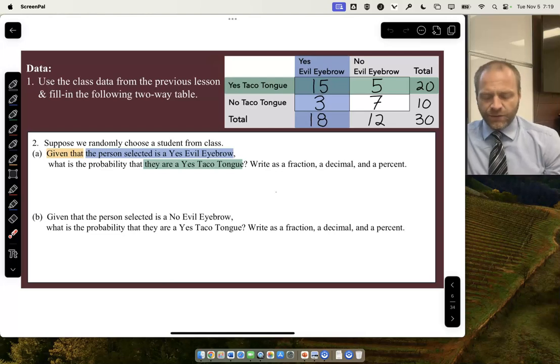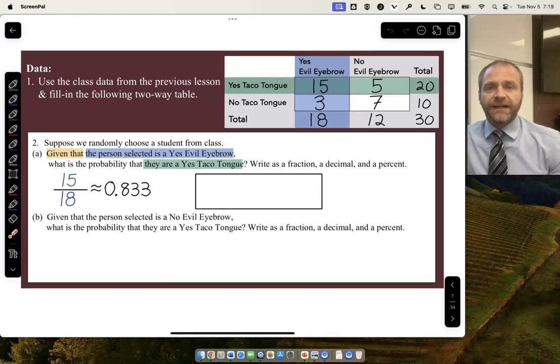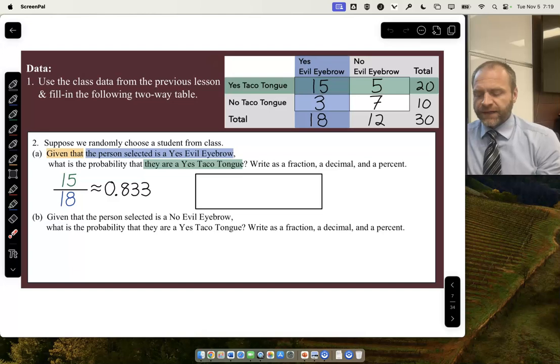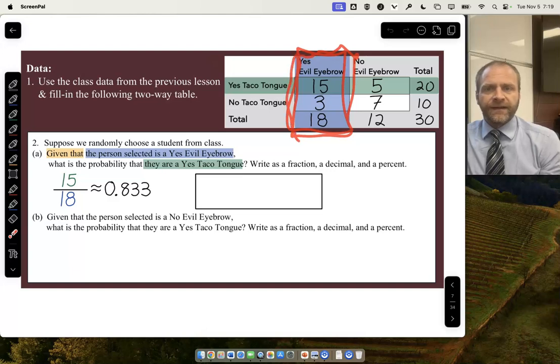And in that case, what we have is 15 out of the 18. So given that we're focusing solely on individuals in this column, which there's 18 total, what's the probability that they can yes taco tongue? Well, that's 15 out of the 18 total. So I just wrote it as a decimal, 0.833, which would be 83.3%.